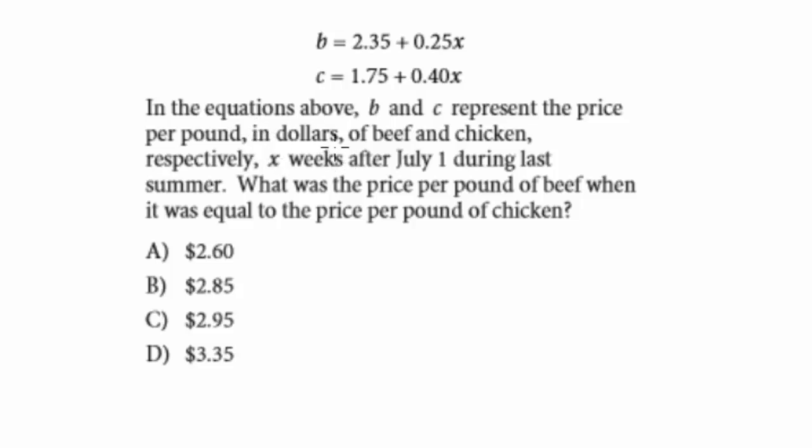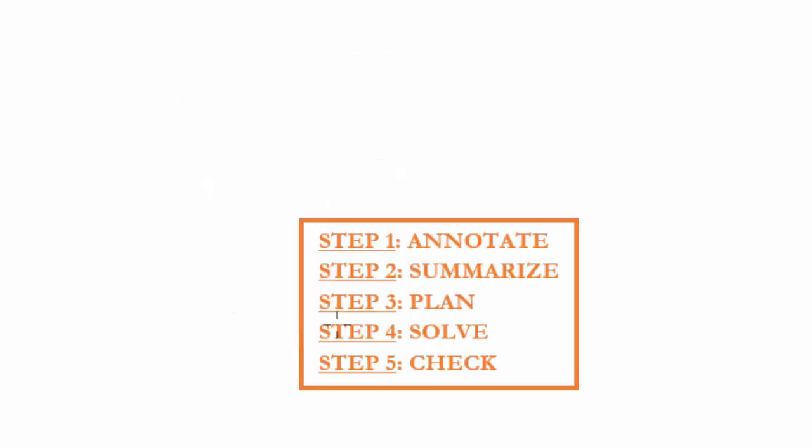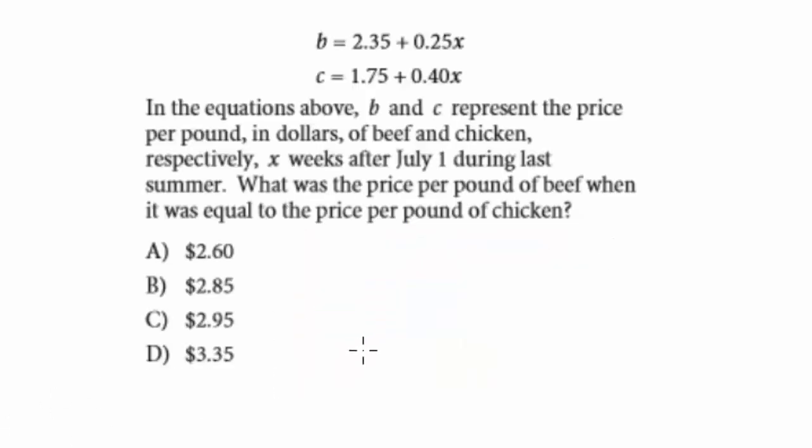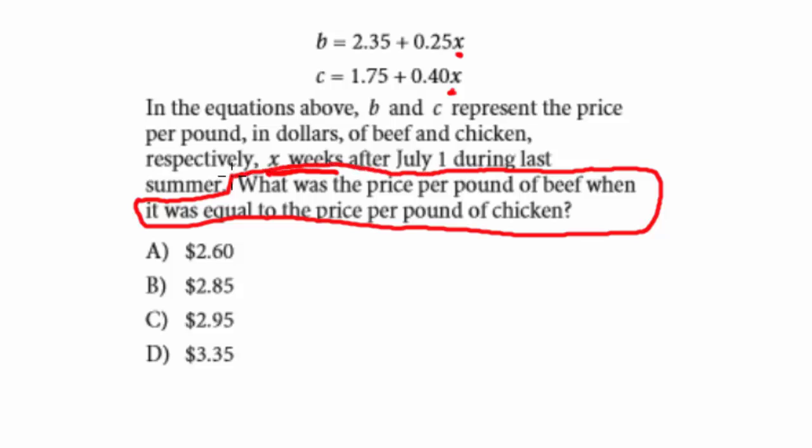It's a lot of commas, a lot of information, so it might be useful to go back and summarize. Step 2: summarize this situation. Basically, I have 2 equations telling me how much beef costs and how much chicken costs, depending on x weeks, depending on what time it is. I don't really care about after July 1st. So the question, which we can box, is: what was the price per pound of beef?